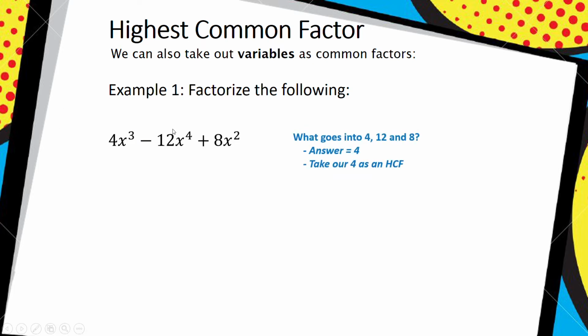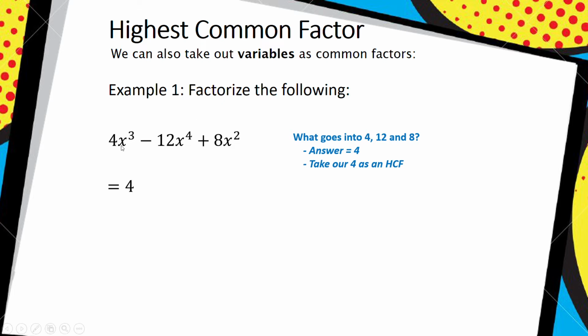So I'm going to say, what goes into 4, 12, and 8? Well, the answer would be 4, so I need to take out 4 as a highest common factor. So I know I'm going to have equals 4, open bracket something. Because I've got x's in every single term, I know that x is also a highest common factor, but I need to figure out how many x's.